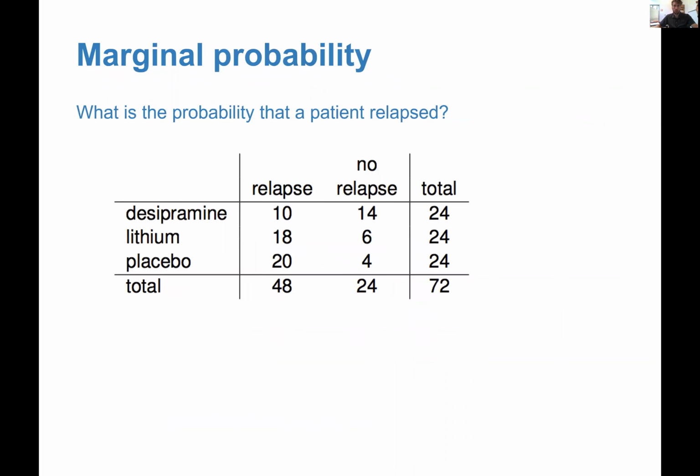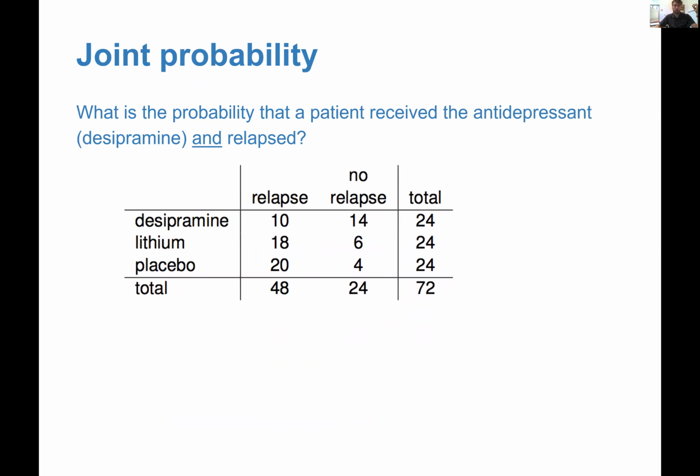So what is the probability that a patient relapsed? So the probability of the patient relapsed is the number of people who relapsed divided by the total. 48 divided by 72. So that's roughly 67%.